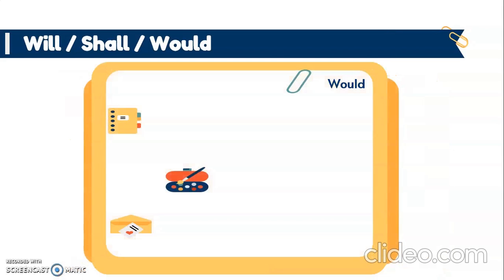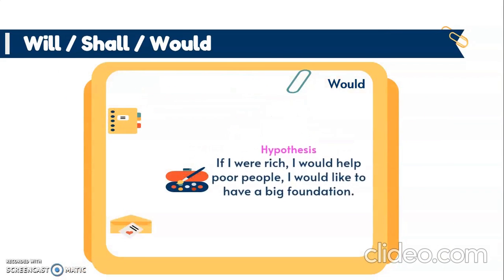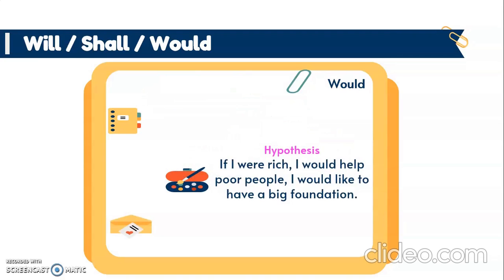And finally, we have would. Would is used to talk about hypotheses. If I were rich, I would help poor people. I would like to have a big foundation.